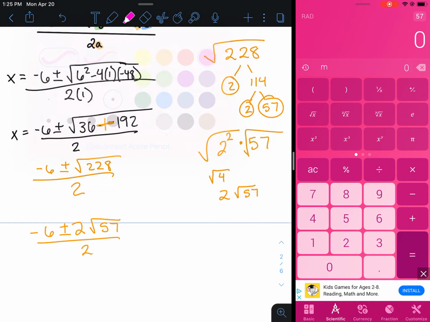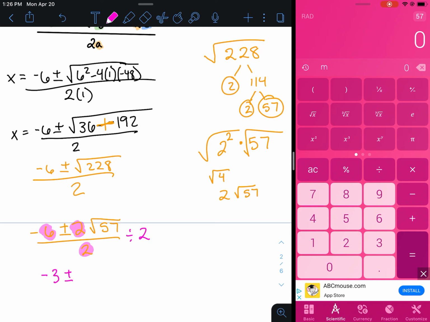Okay? Now, if I look at each of my terms, this term, 6, 2, and 2, all those are divisible by what value? At this point, you should have said 2. So if we divide both the top and bottom by 2, this would become negative 3 plus and minus 1 square root of 57 all over 1. In other words, just this, and this is our solution.